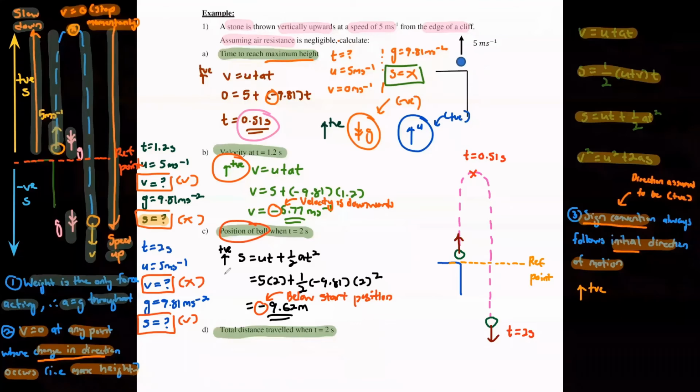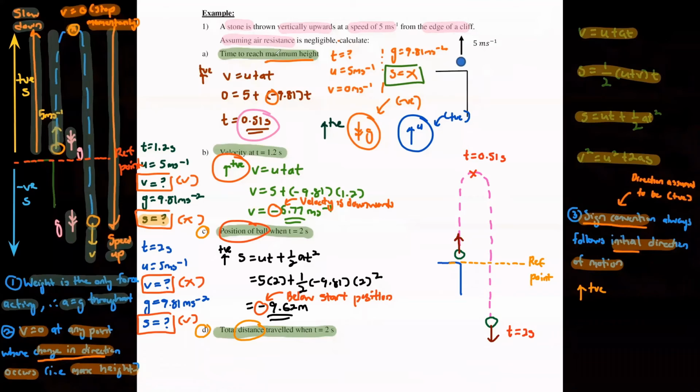For the last part of the question, we want to find out the total distance traveled when t is equals to 2 seconds. When it comes to the distance traveled, recall that there's a difference between distance and displacement. Distance refers to the total length traveled by an object irrespective of its direction of motion, whereas displacement refers to the distance of an object from a reference point in a specific direction, which is what we found in part C.